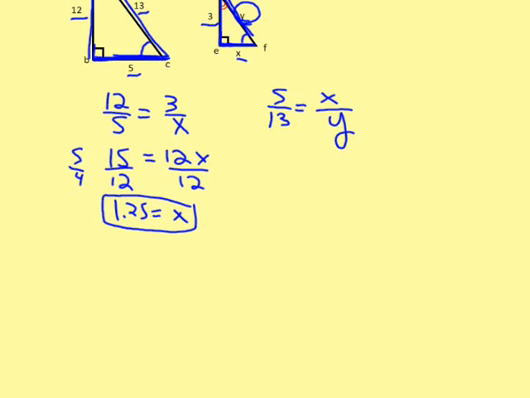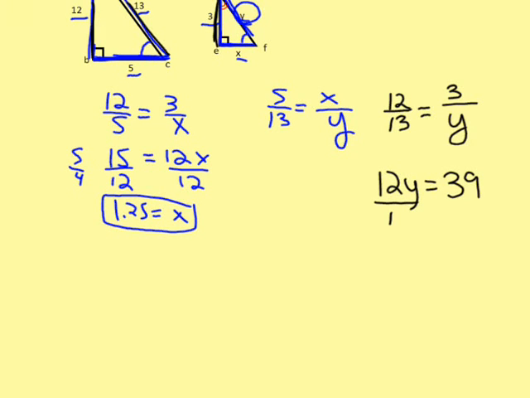Let's do 12 is to 13, as 3 corresponds with 12, and then Y corresponds with 13, as 3 is to Y. So you have 12y equals 39. Divide by 12. Y equals, and we can simplify that by dividing by 3, 13/4. 4 goes into 13 3 times, so that's 3 1/4 is Y.